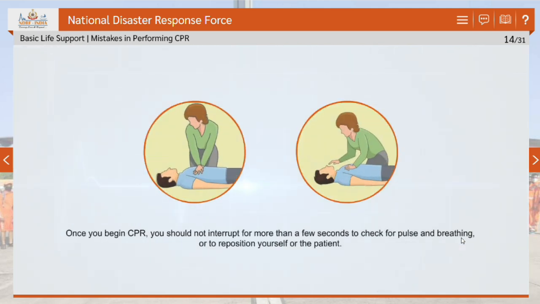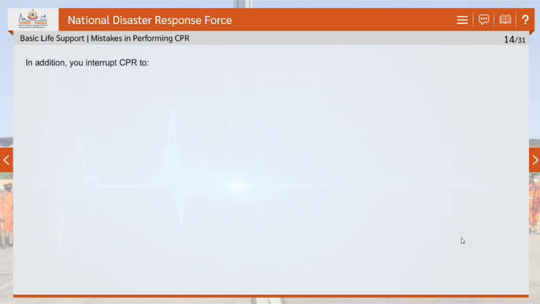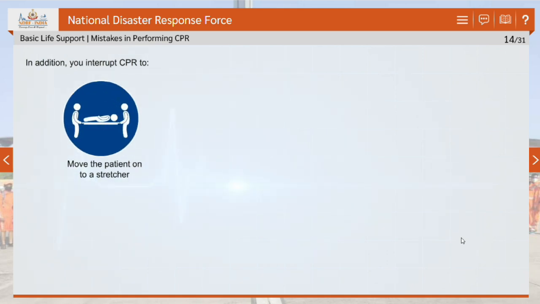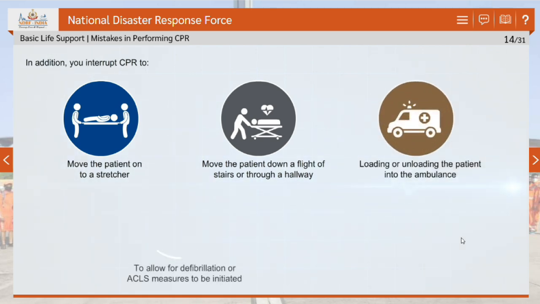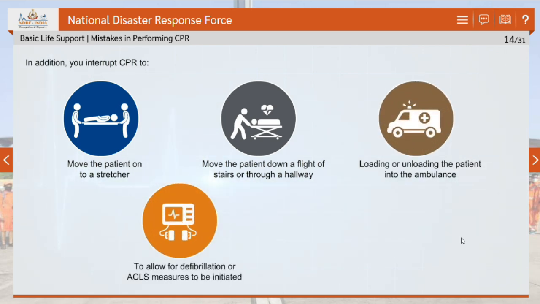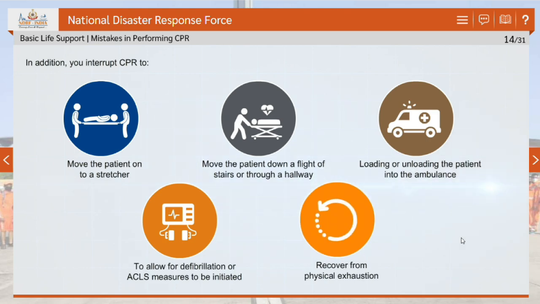Once you begin CPR, you should not interrupt for more than a few seconds to check for pulse and breathing, or to reposition yourself or the patient. In addition, you interrupt CPR to move the patient onto a stretcher, move the patient down a flight of stairs or through a hallway, loading or unloading the patient into the ambulance to allow for defibrillation or ACLS, advanced cardiac life support, measures to be initiated, and recover from physical exhaustion.